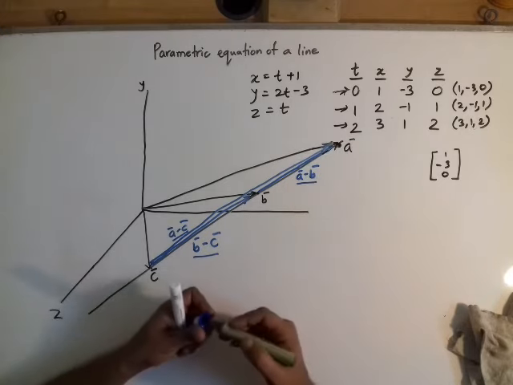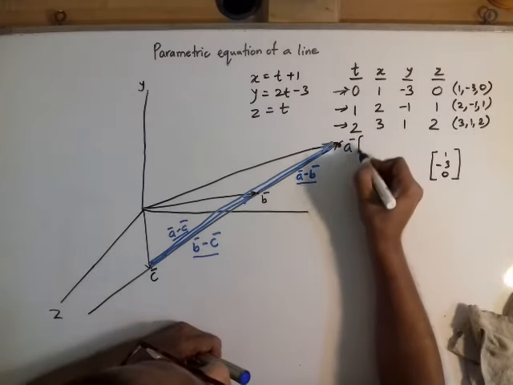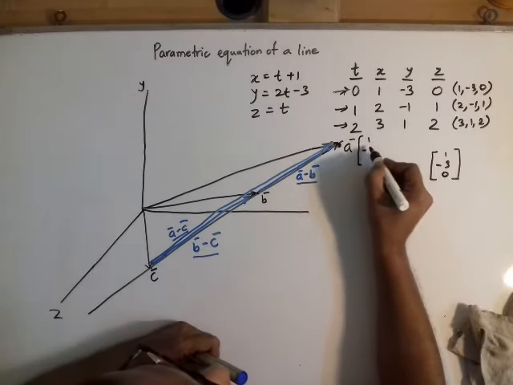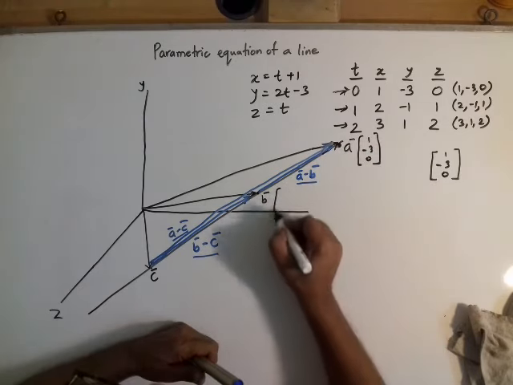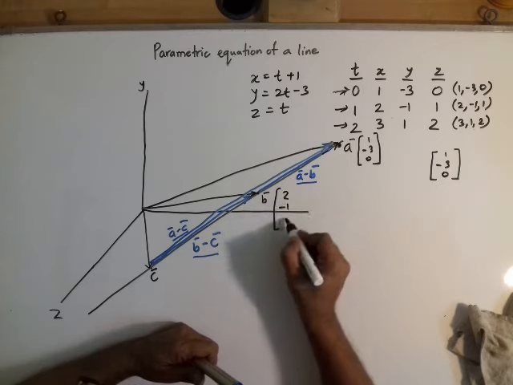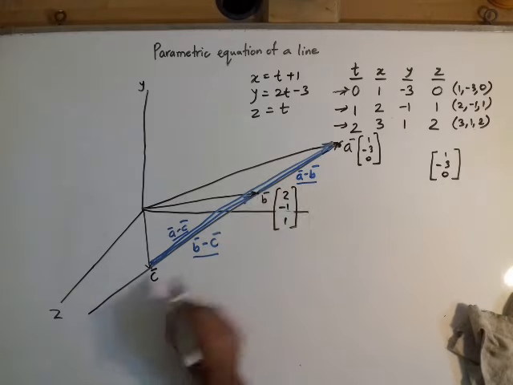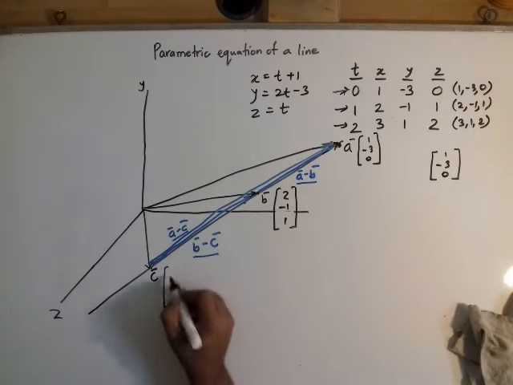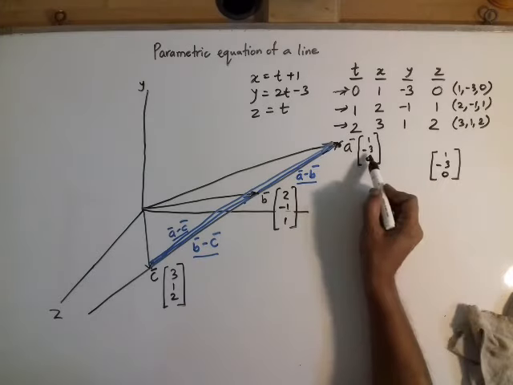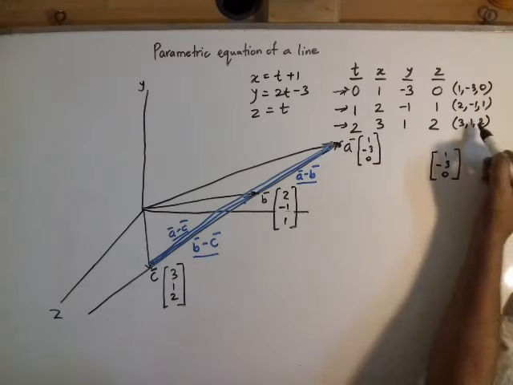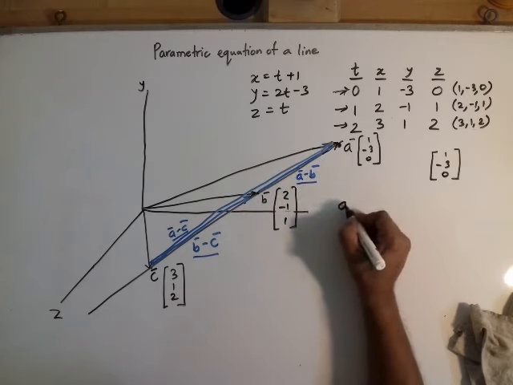So let's say, A is this point, the vector represented by this point, 1, minus 3, 0. B is this point, 2, minus 1, 1. And C is the third point, 3, 1, 2. Okay, 1 minus 3, 0, 2 minus 1, 1, 3, 1, 2. Okay, so I am going to find A minus B.